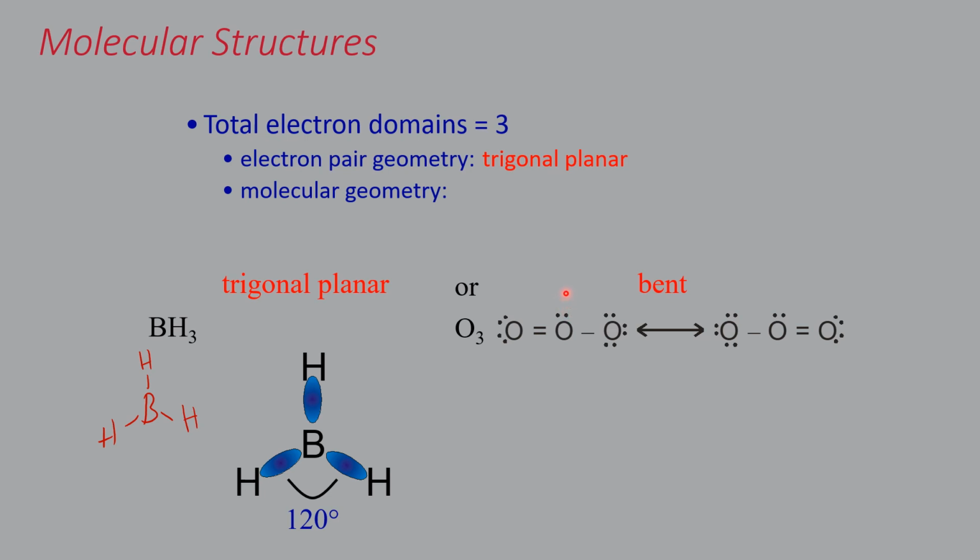Now, remember what we said about multiple electron domains. So this actually counts as 3 electron domains. There's 1, there's 2, there's 3. So all those electrons are going to adopt a trigonal planar structure around that central oxygen. It would sort of look like this. This is one of the oxygen-oxygen bonds, this is the other one, and this is the unshared pair.